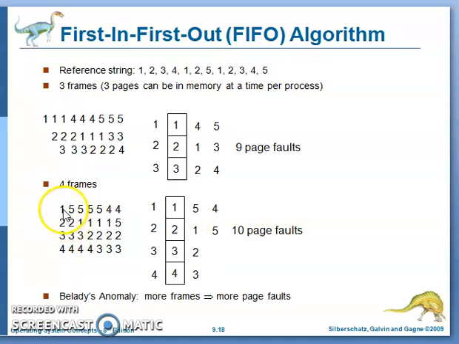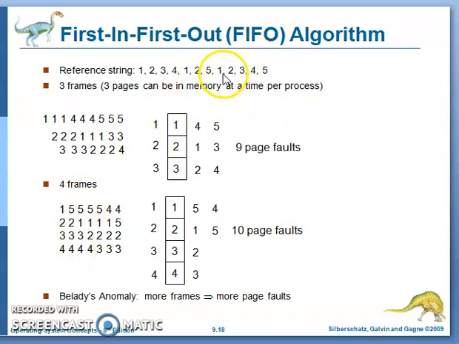So 1 is the victim page. You have to select 1 as the victim page and replace it. So replace the 1 with 5. Hence the frames contain 5, 2, 3, 4.